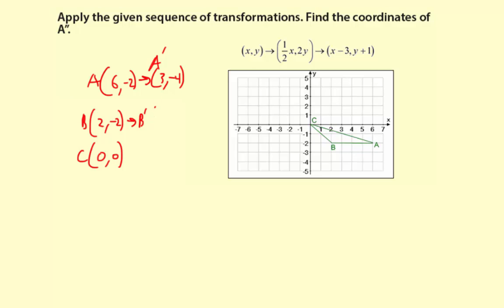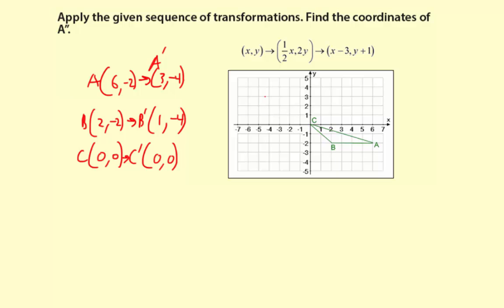Then B prime, we'll apply the same rules. 1/2 times the 2 is 1. And then 2 times the negative 2 is negative 4. So now for the C prime, (0, 0), well 1/2 times 0 is 0, and 2 times 0 is 0. So the C prime coordinate is actually the same as the C.